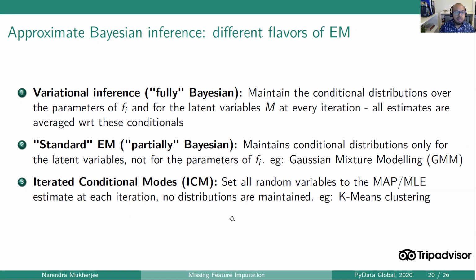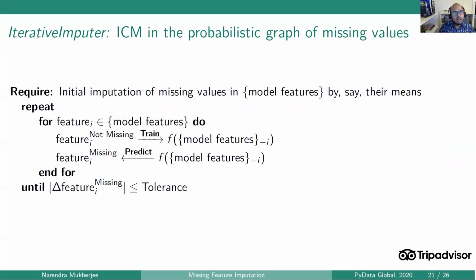Obviously, as you can understand, you get greater detail by maintaining the distributions, but you gain on speed if you don't. And an example of this would be k-means clustering, where unlike Gaussian mixture modeling, you don't maintain the posterior over the cluster memberships in this situation. You assign points to clusters directly. So with that in mind, if we go back and think about the iterative imputer itself, it is doing ICM in the probabilistic graph of missing values that I showed you at the start.